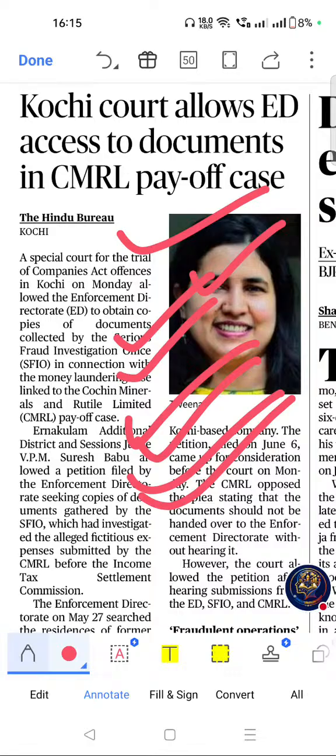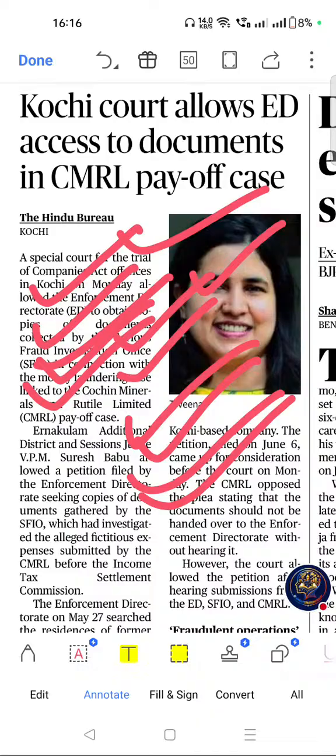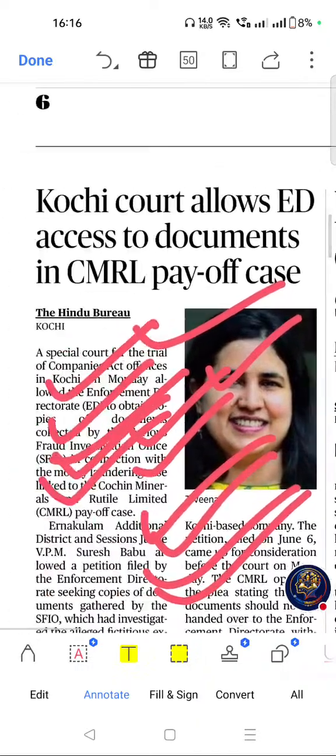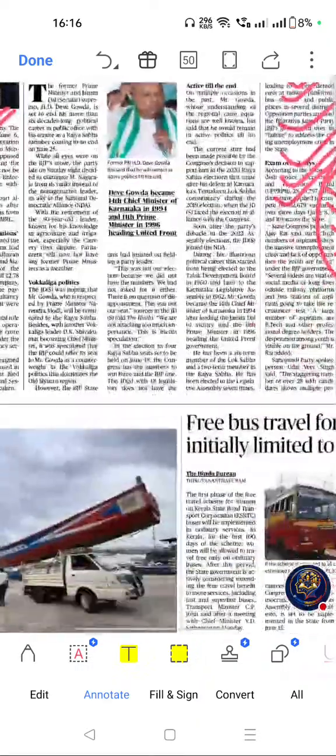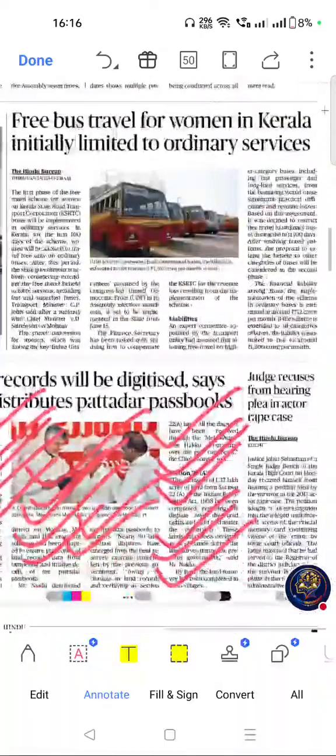If you see, the key themes related to this topic are Enforcement Directorate, SFIO, money laundering, corporate fraud, and financial governance. Please go through this one. Next important article from this page was this one.